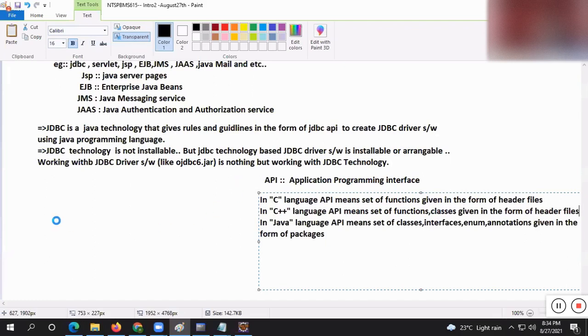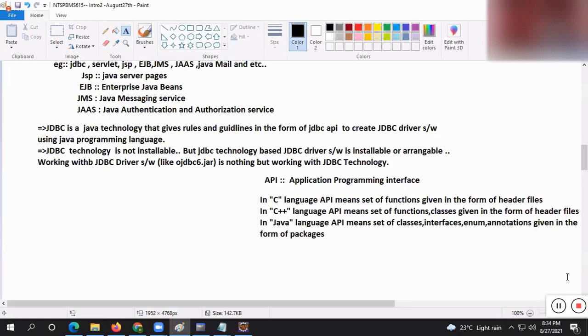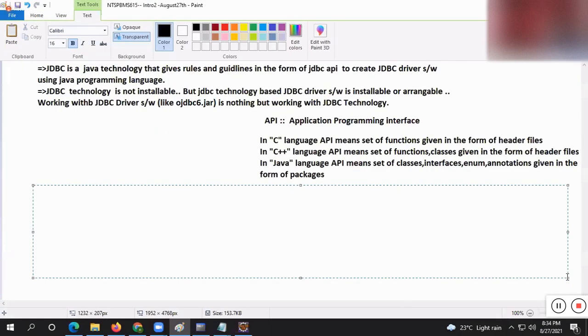Right. Now listen carefully. This is very important, very crucial for me. Technology gives rules and guidelines. Do you really think these rules and guidelines will come as English statements, guys? No, not at all. These rules and guidelines of Java technologies will come in the form of APIs.